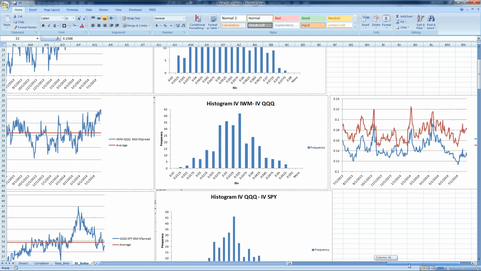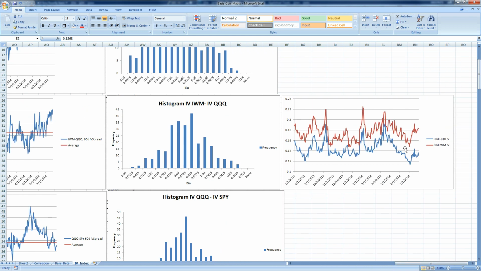Well, if we come over here and we look at the IV of the Qs in blue, and we look at the IVs of the Russell in red, we can see points where the IVs compress and the IVs blow out, such as now. And we know through looking at these normal distributions that the spreads in IVs will tend to mean revert over time.